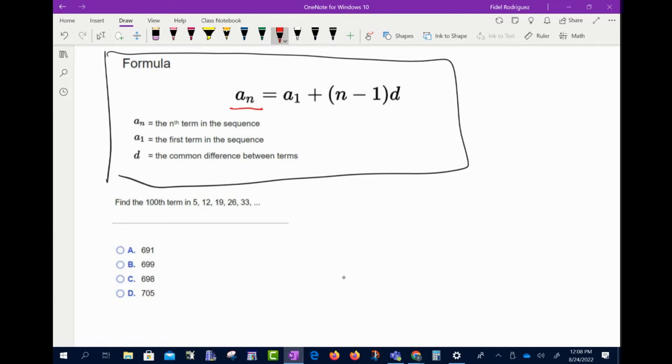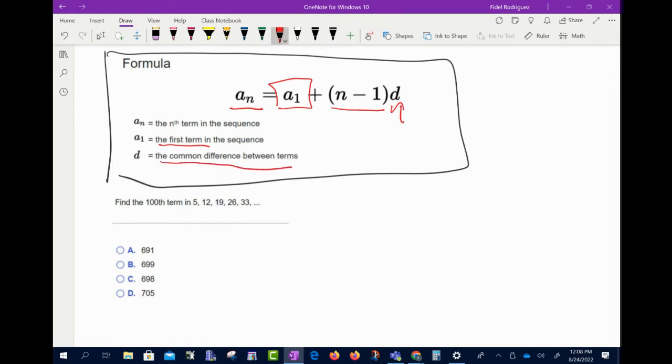There's a formula. The way we do the formula is we're going to take A1. A1 is going to be the first term in the sequence, okay? Plus this expression n minus 1 times the value of D. D is what we call the common difference between the terms, okay?